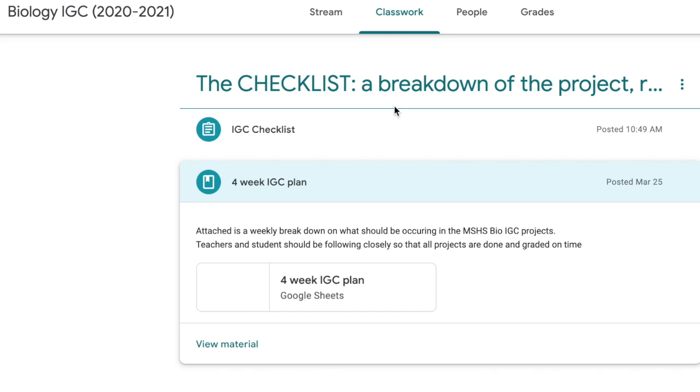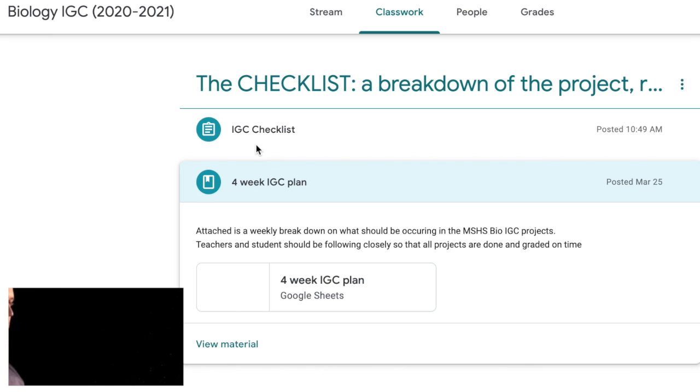This is the secret to being successful. It's no secret though. It's a breakdown of the project. If you do this, then you will graduate.